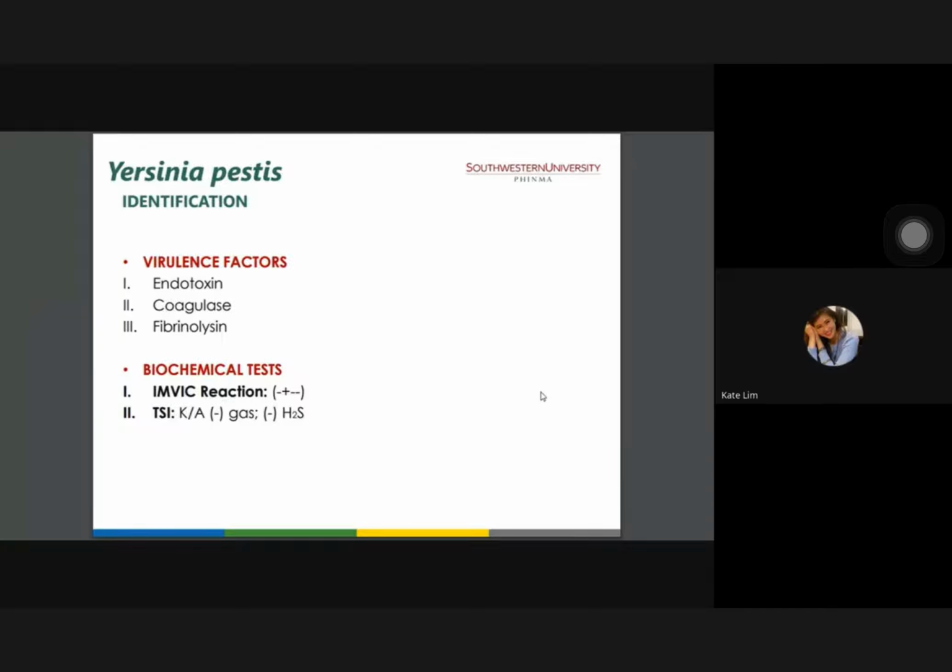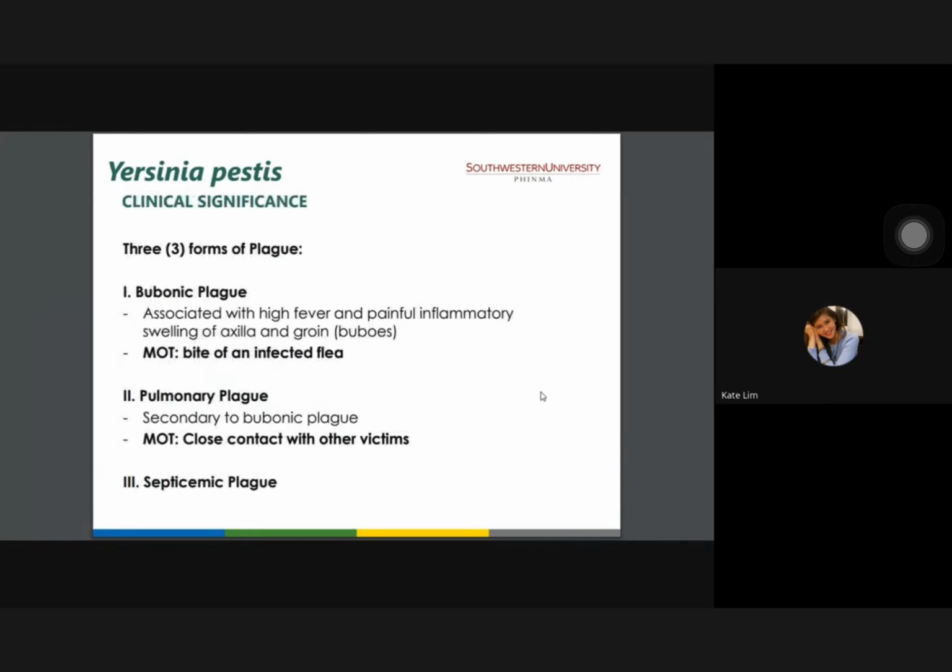So for your TSI, that would be K over A, so that would be alkaline over acid. This means the bacterium ferments glucose only, resulting in an alkaline reaction in the slant and an acid reaction in the butt. We also have the gas production. For Yersinia pestis, it indicates no gas production. It's gas negative, and as well hydrogen sulfide negative, H2S negative, meaning no hydrogen sulfide production is happening. So that would be your Yersinia pestis. Again, please remember your IMViC reaction and your TSI reaction.